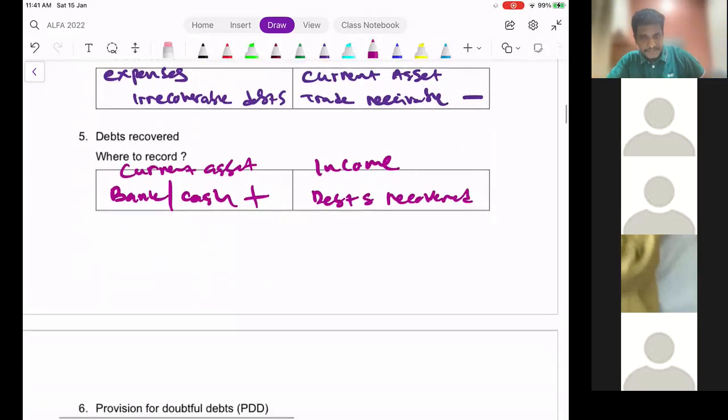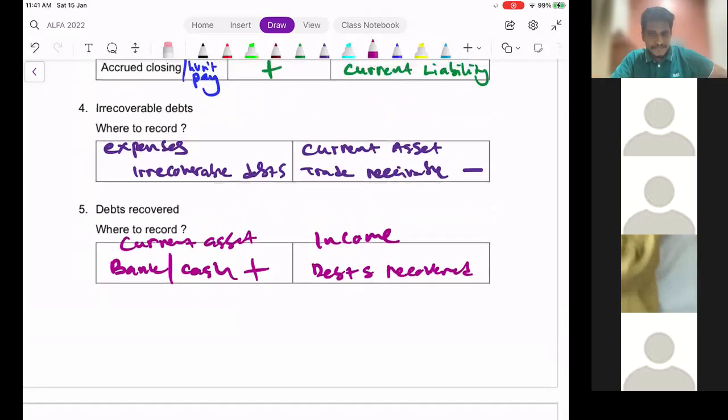Okay. Yes, revenue is the income, same. Revenue is actually the main income. Other income is other income, all same. Okay, irrecoverable debt and debts recovered. Any problem on this? We already discussed 5 adjustments.